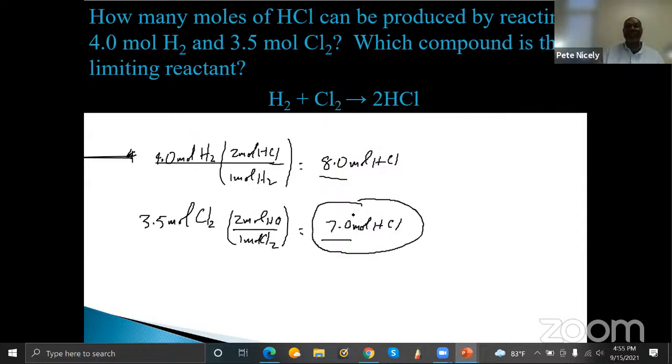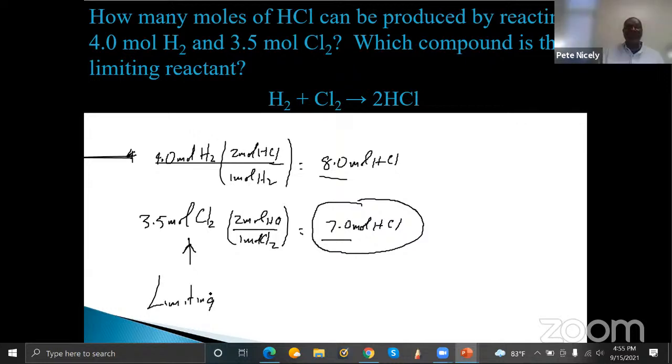7.0 moles of HCl can be produced based on starting off with 4 moles of H2 and 3.5 moles of chlorine. Now, the next question is, which compound is the limiting reactant? And the answer is the chlorine. The chlorine is the limiting reactant.